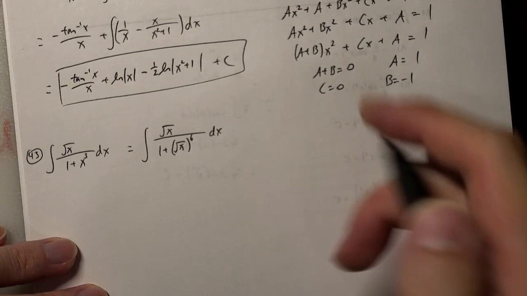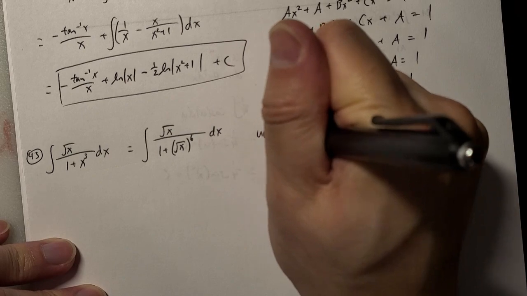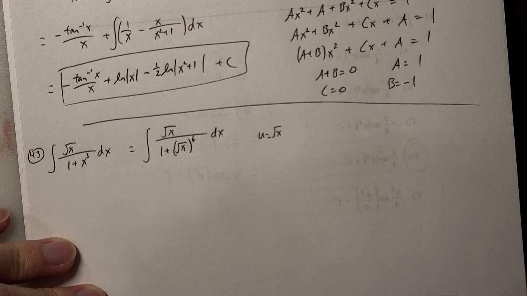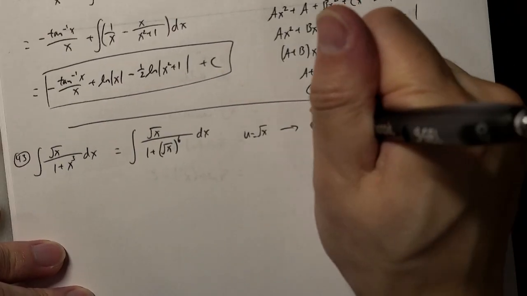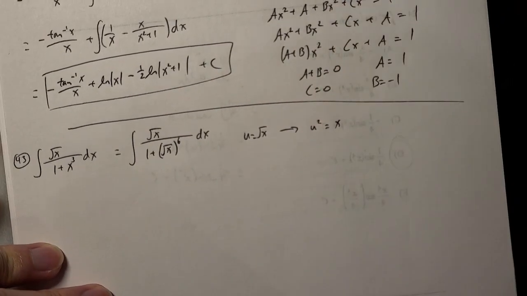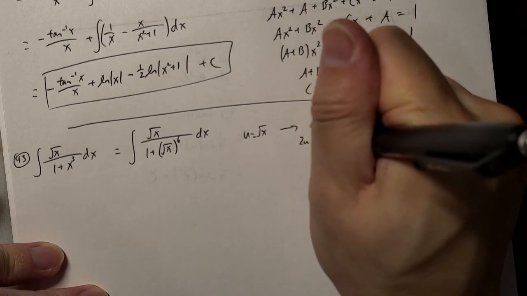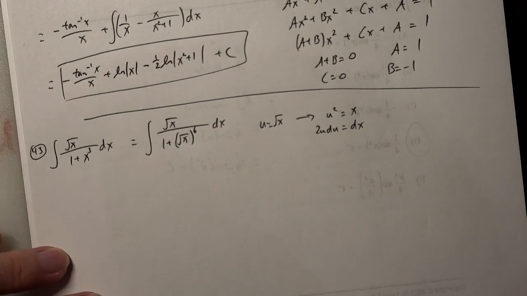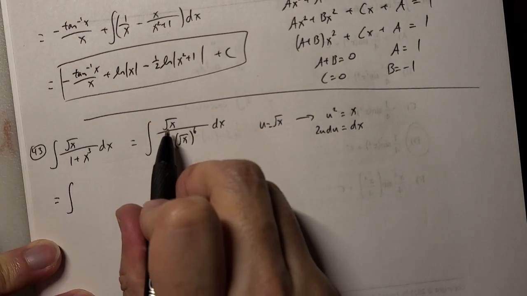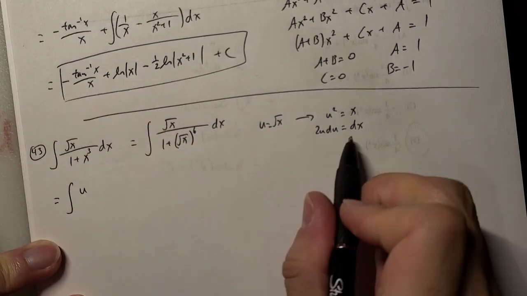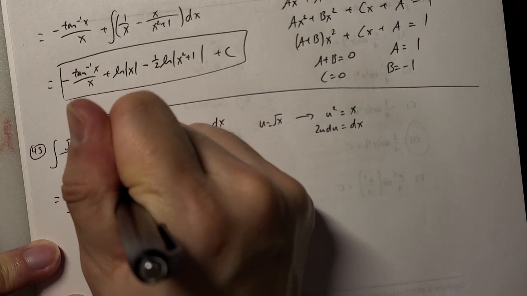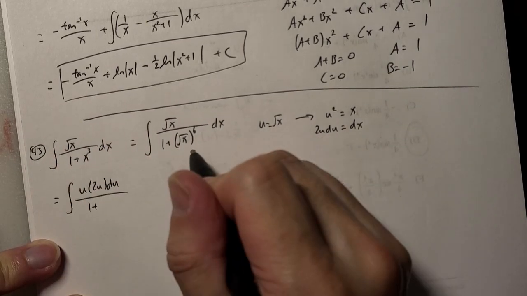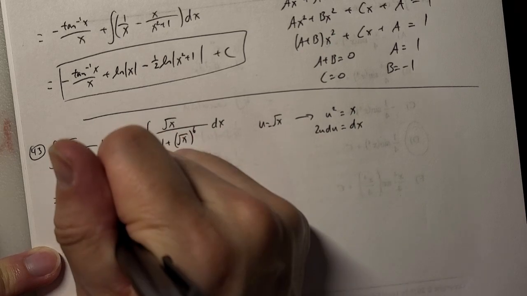Okay, so why in the world would I want to do this? Maybe let's let u be square root of x. As always, we want to find du, but remember we can square it to make it nicer. u squared is x. So then 2u du is dx. Okay, so let's substitute. This guy is just u, dx is 2u du, and at the bottom is 1 plus, it would be u to the 6th.